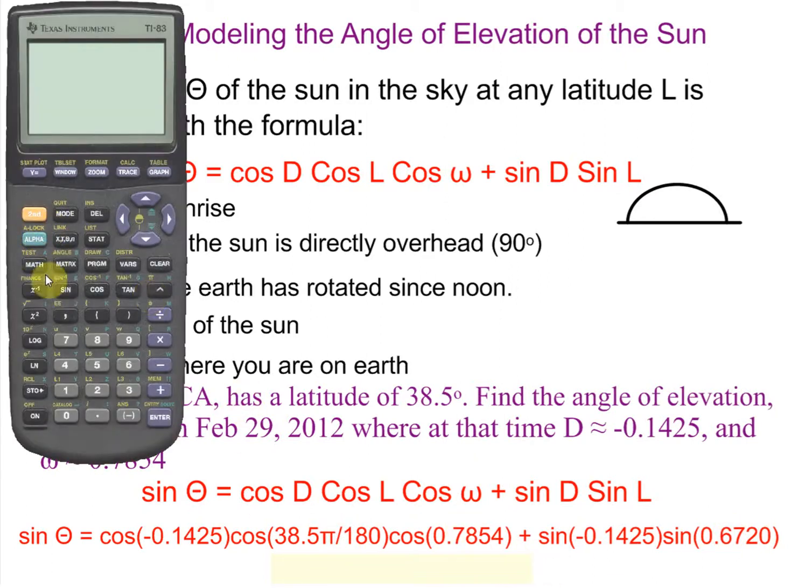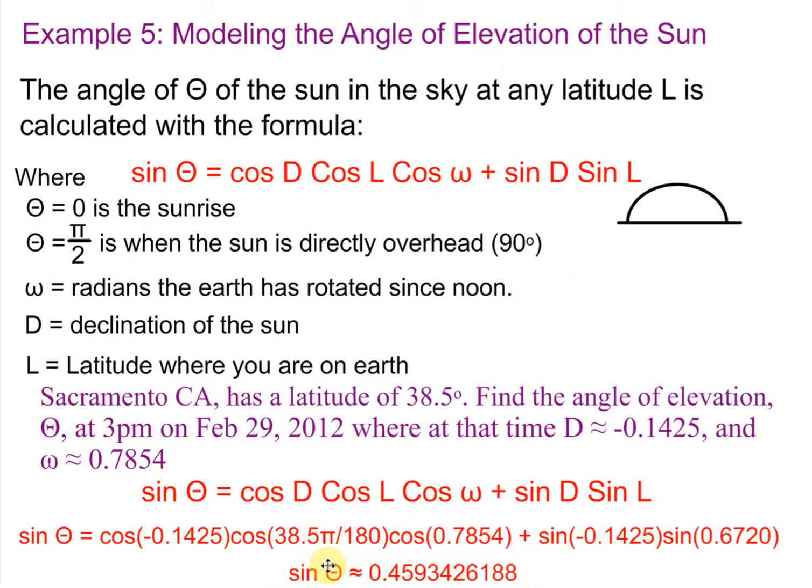So if you plug that all in the calculator, take a look at the calculator. I typed this in already because there's a lot of typing, and I'm going to keep this video short. I typed in exactly what I have here. Again, this number comes from the 38.5 times pi divided by 180. And if I hit enter, I'll get 0.45936 something.